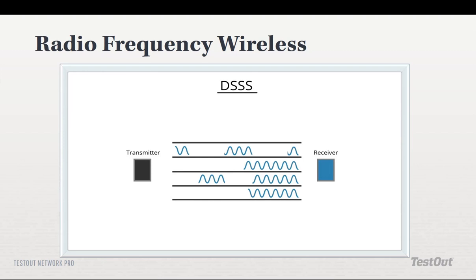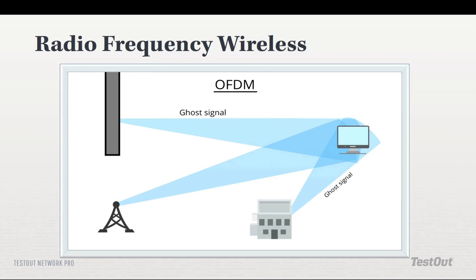Now we have DSSS, or direct sequence spread spectrum, and it's really similar to frequency hopping, but just slightly different. The transmitter, in this case, takes a piece of information, divides it into chunks, and spreads the chunks across all of the frequencies, and then sends them all at one time. So it really increases the bandwidth.